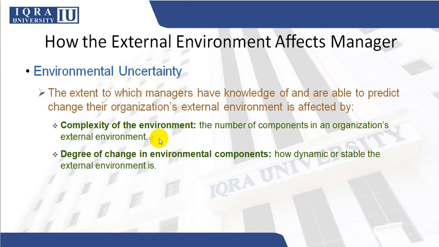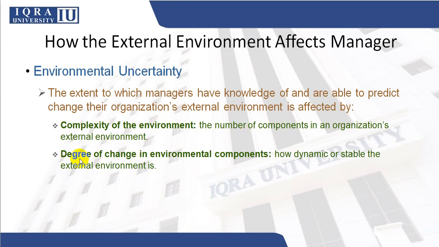Uncertainty is actually composed of two major things. Number one is complexity of the environment. As it's understandable with the help of this word, complexity means the number of components in the organization's external environment, how much the competition or how many sources there actually are outside the organization in their environment. The complexity of the environment we are talking about is the number of components.